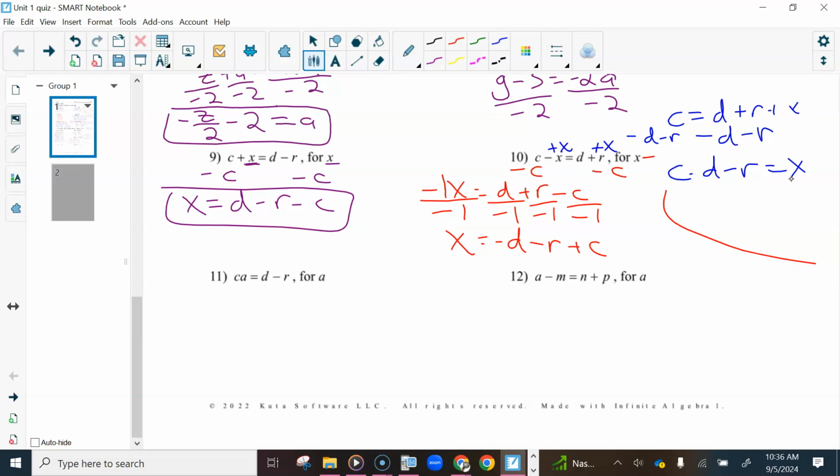Questions on that one? So this is the part that a lot of us didn't understand. So if there's something that's not making sense, now would be a great time to ask questions.